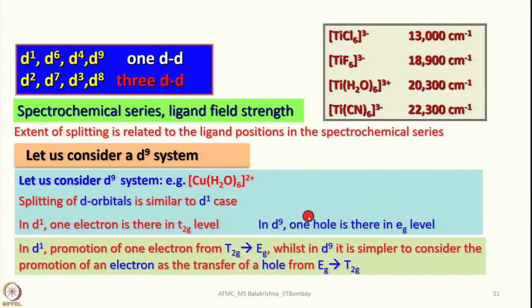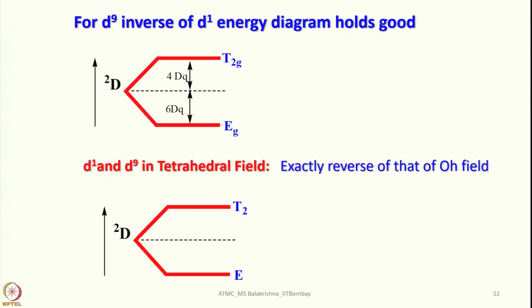This is a further simplification to bring similarity between D1 and D9 systems. So, now the D9 is the inverse of D1, and the energy diagram holds good. That means if we reverse the energy levels and do the electron transition, that is very similar to D1. That is what is done here. And you should not get confused with tetrahedral splitting. This is actually an octahedral complex for D9 considering the hole promotion.